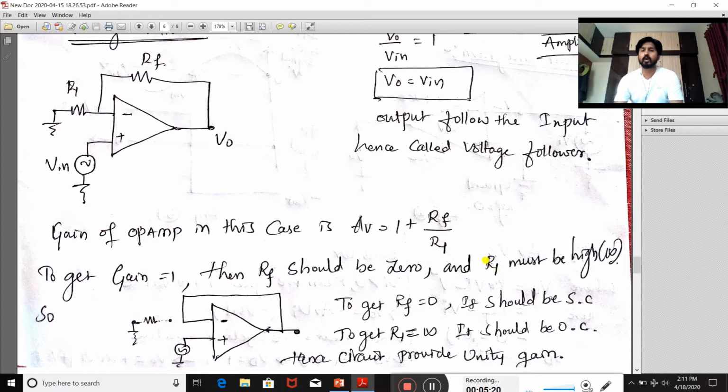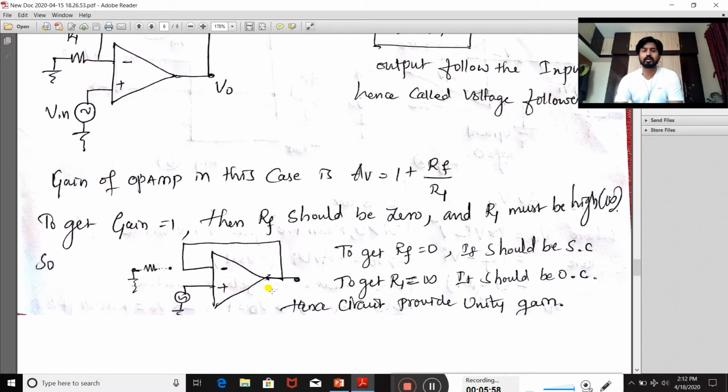Then the question comes, how to make R1 infinite or a very high value? You make this circuit open, so when you remove this resistance, the circuit becomes open. The open circuit resistance is very high, in terms of infinite, so you are going to get infinite at the denominator. 0 divided by infinite is 0, so AV is equal to 1 plus 0, which is nothing but 1. So we are going to get AV as 1, V0 is equal to AV into Vin. As AV is 1, V0 is equal to Vin.